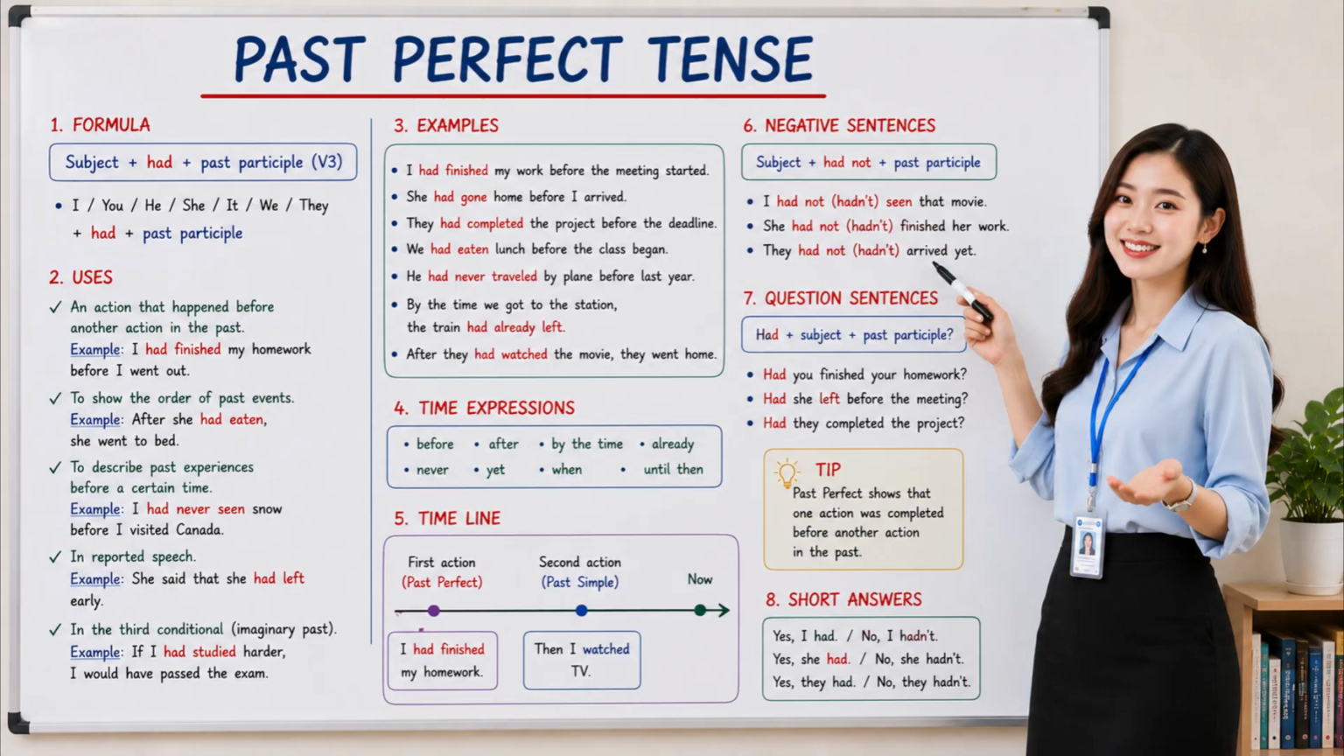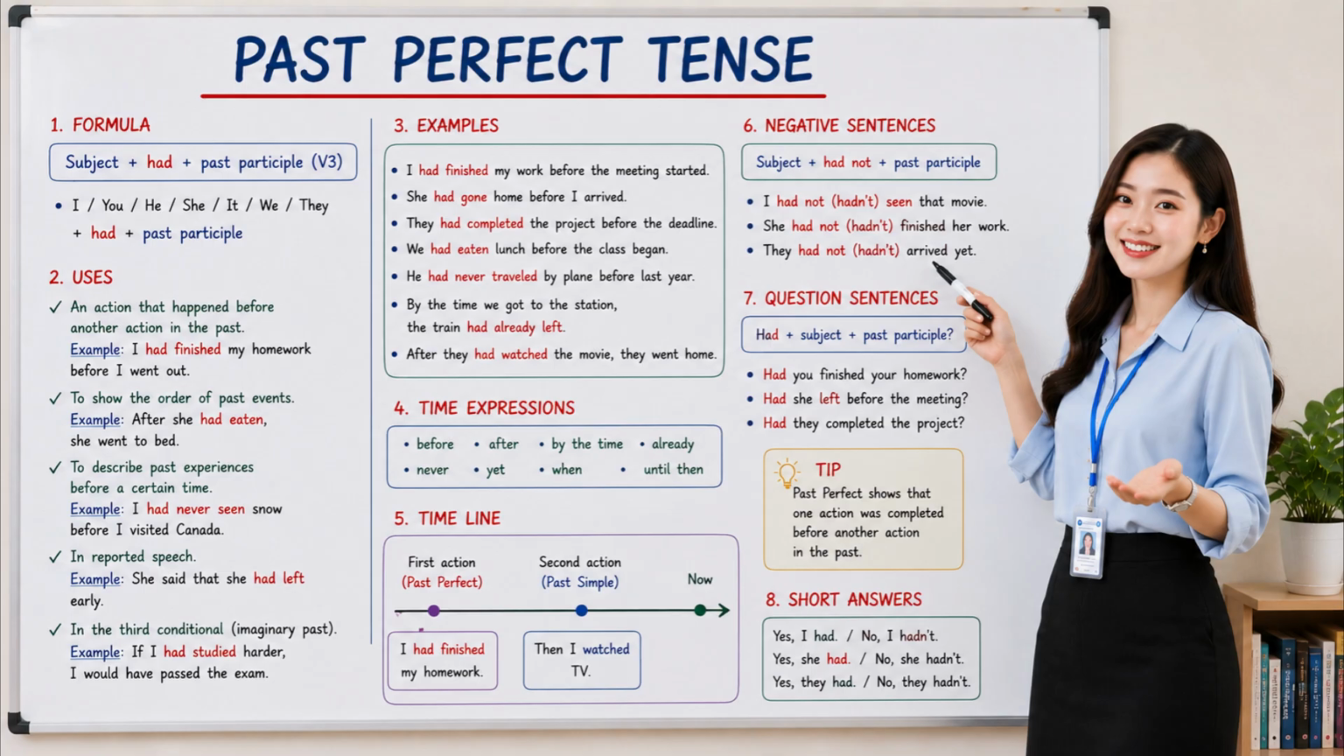Past simple versus past perfect. Past simple is used for a completed action in the past. I watched a movie yesterday. She visited her grandmother last week. Past perfect is used for an action that happened before another past action. I had watched the movie before my friend recommended it. She had visited her grandmother before moving to another city.